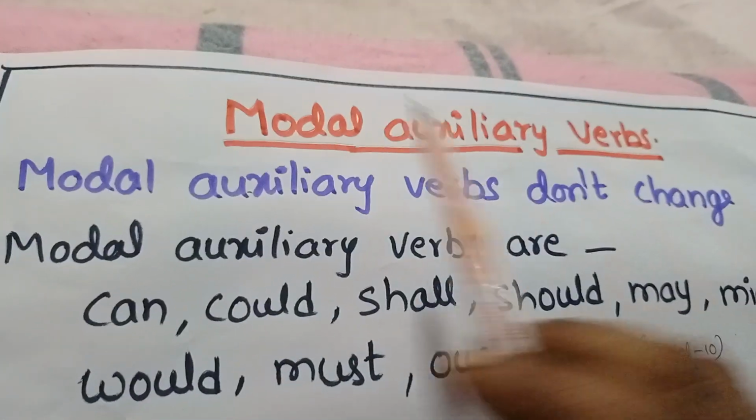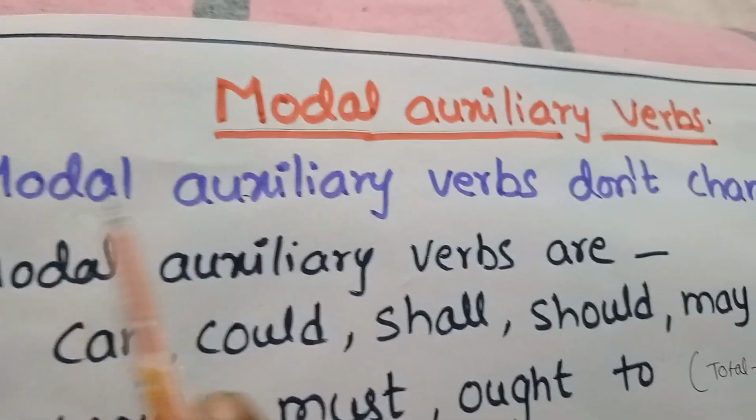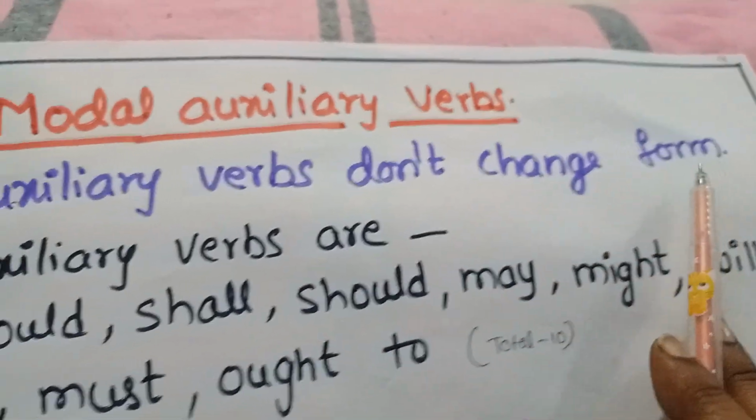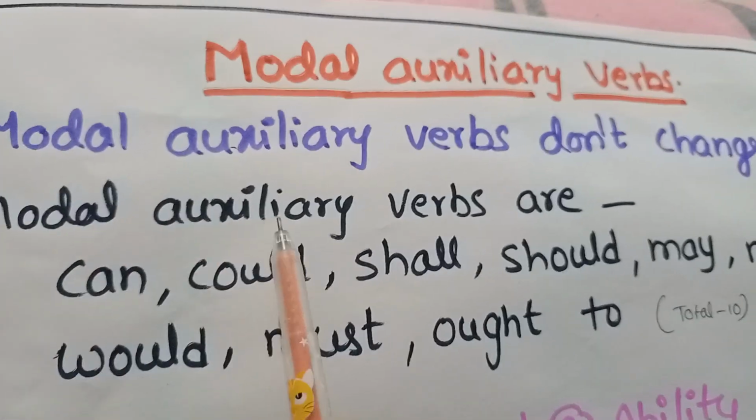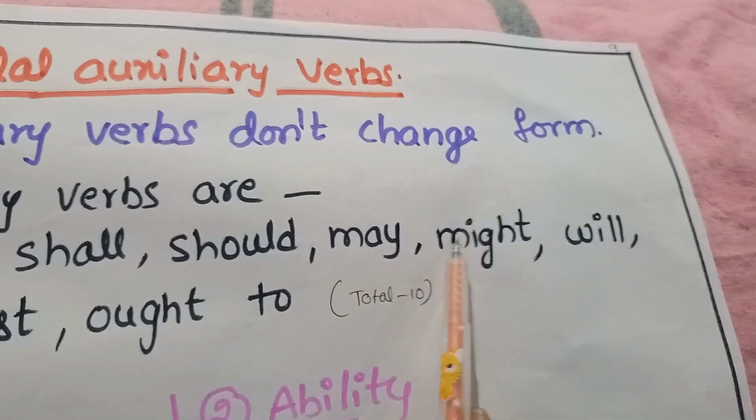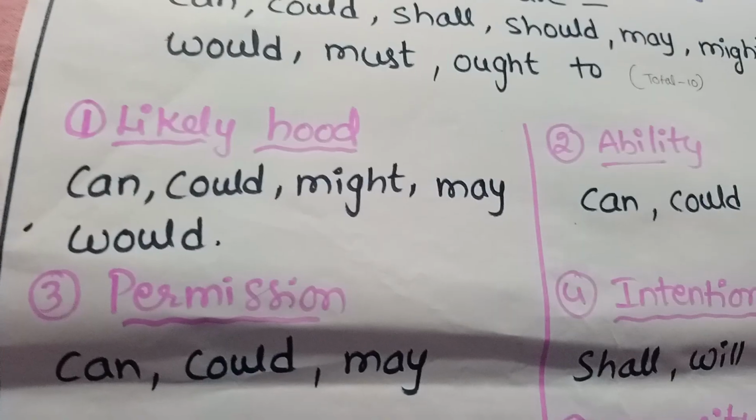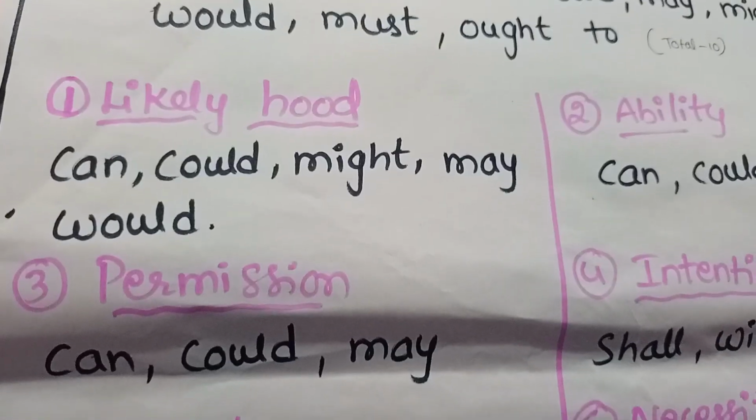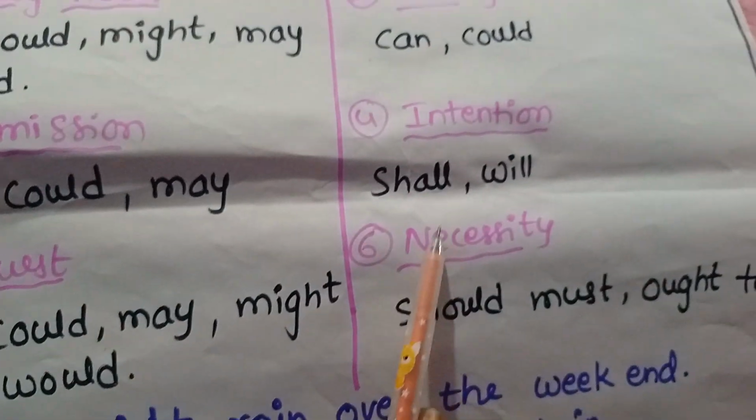Let us discuss modal auxiliary verbs. Modal auxiliary verbs don't change form. Modal auxiliary verbs are can, could, shall, should, may, might, will, would, must, ought to. Total 10. These modal auxiliary verbs express likelihood, ability, permission, intention, request, necessity.